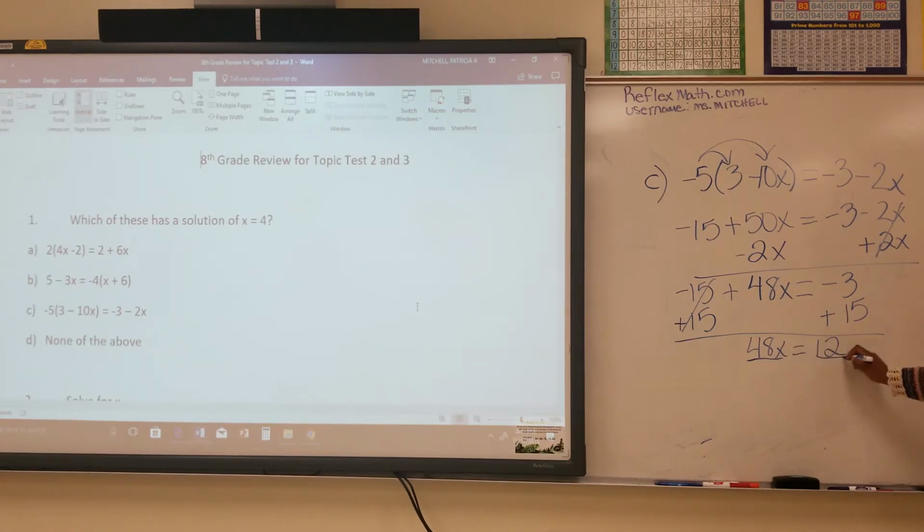And from here, we will divide by 48 to get x by itself, and x is 12 over 48. Even if we were to go ahead through with the division, it still would not equal 4. So we already know that C is not our answer. So we are now left with D, none of the above. So the answer to number 1 would be D.